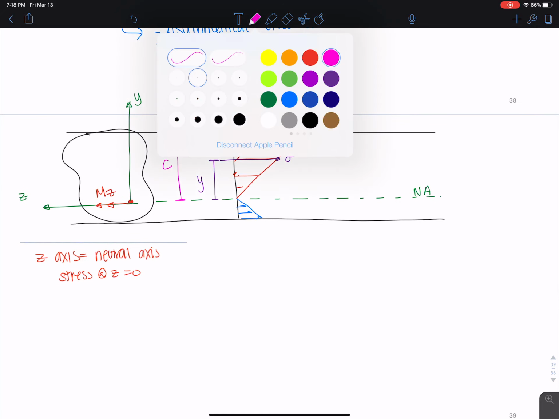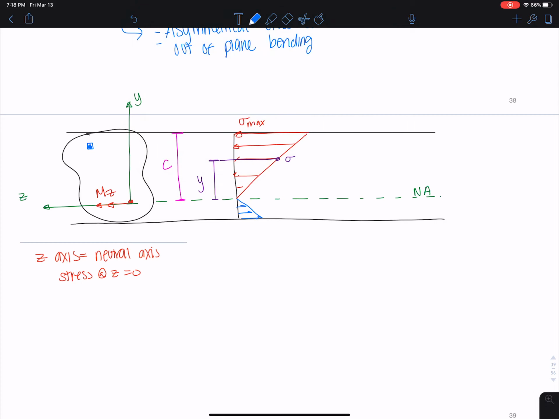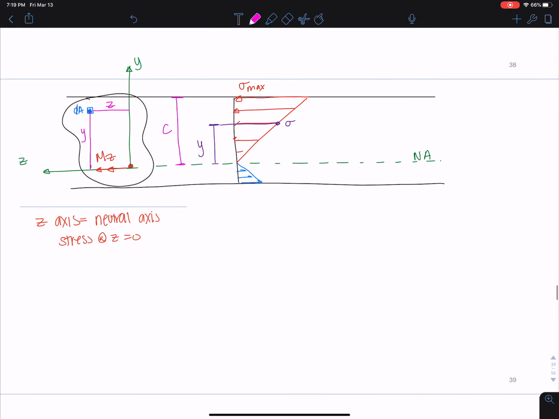And we can again isolate some small area called dA that acts some value z away and has some coordinate y, okay? And we know the flexure formula is based on equilibrium, right? So sum of forces in the x, it's a 2D image, this would be out of the page, coming in your direction, those would equal 0. And I also know that all compression needs to equal all tension.